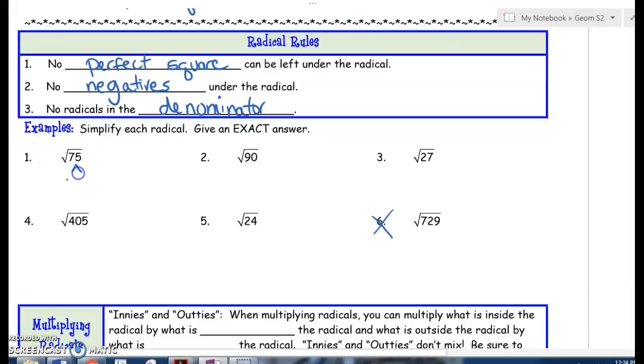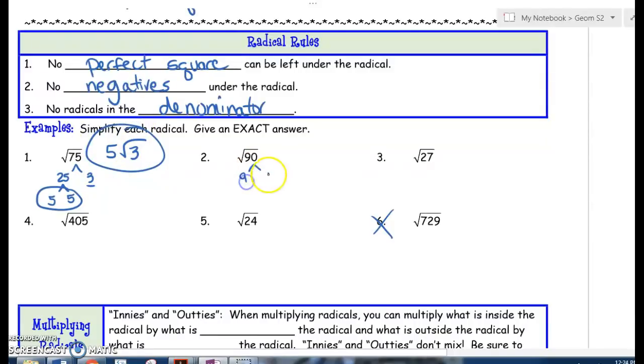Remember, we did little factor trees. You want to break it down to prime numbers. So 25 times 3 is 75. 25 breaks down to 5 times 5. Remember, you circle the pairs. For each pair, you write the number down once. Any leftovers stay under the radical. So pairs go outside, leftovers stay under, and that would be 5 root 3.